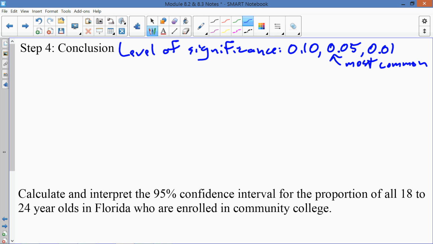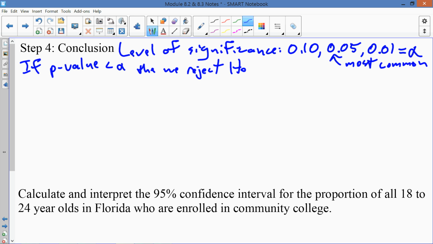All right, so in this case, we compare the p-value to that. By the way, this uses the lowercase Greek letter alpha as the symbol. So if the p-value, spell value correctly, is less than alpha, then we reject the null hypothesis. In other words, we're saying the difference is not just due to chance, that the null hypothesis is probably wrong.